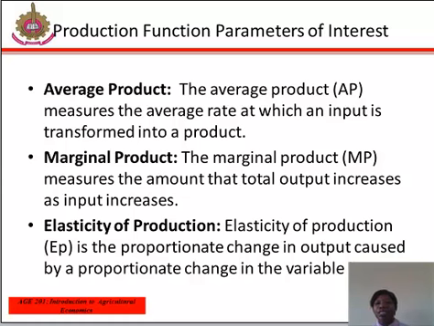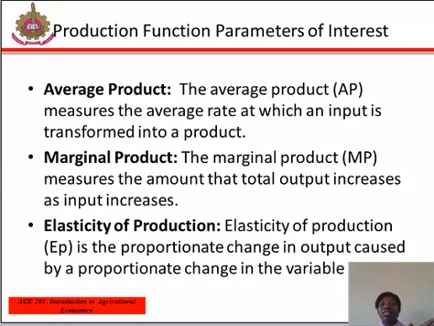Elasticity of production is the proportionate change in output caused by a proportionate change in variable input. Values of elasticity of production: the values of EP are between minus infinity and infinity. Also, we have returns to scale. The returns to scale, which is represented as RTS, is the summation of the elasticities of production of the variable inputs involved in the production function.